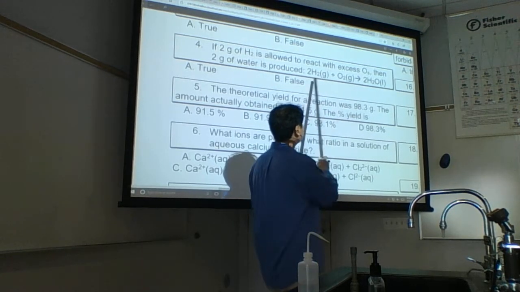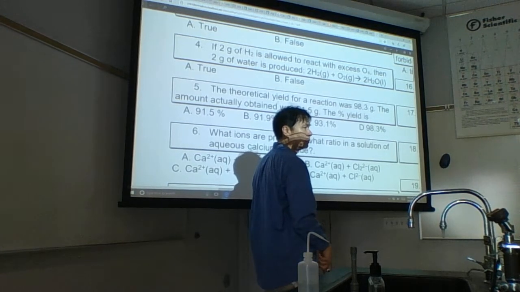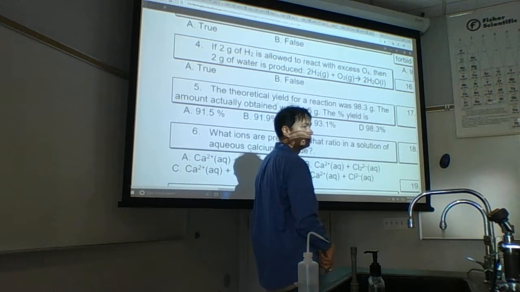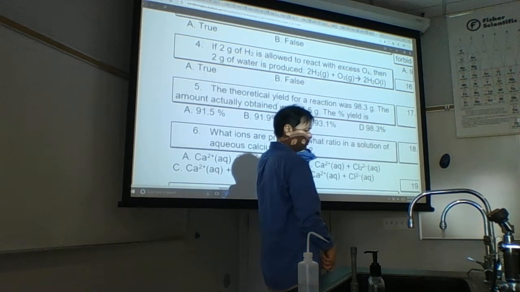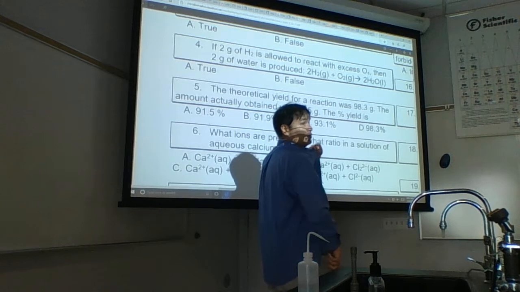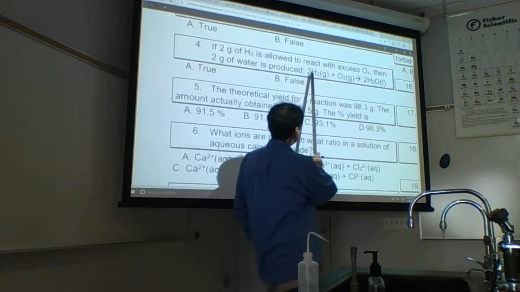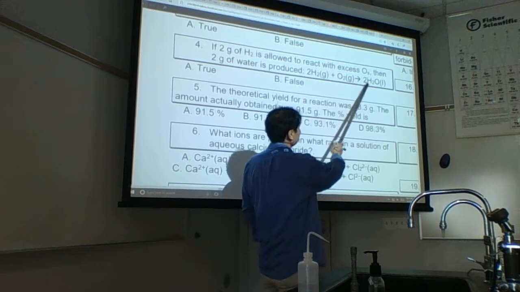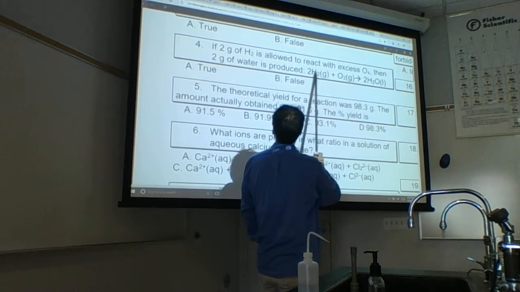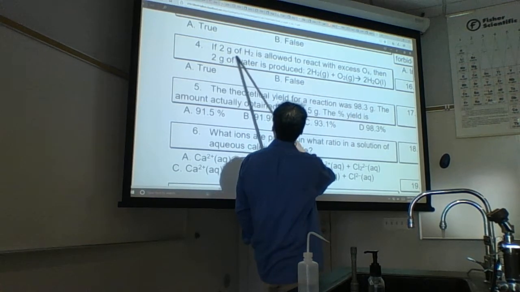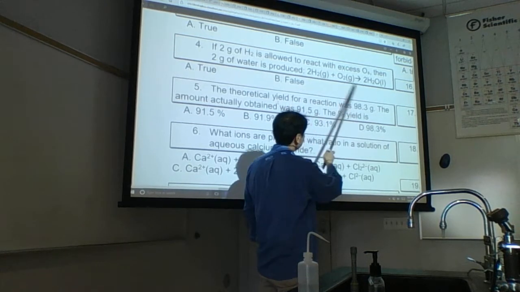But this is a mole ratio. Mole ratios are the same as volume ratios. Is that true or false? Mole ratios are the same as volume ratios. This is from yesterday. It's true, for gases only. And so this would be like 2 liters, 1 liter. It's no problem. But this would not be 2 liters. So if I said if 2 liters of hydrogen is allowed to react with excess oxygen, 2 liters of water is formed, that's false.